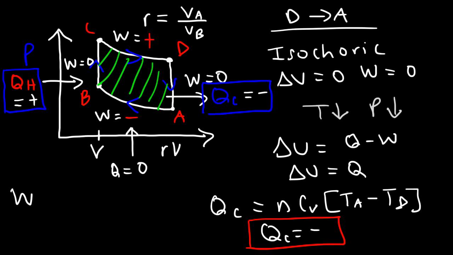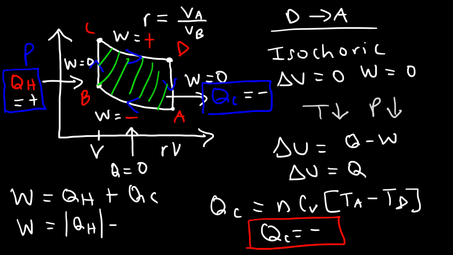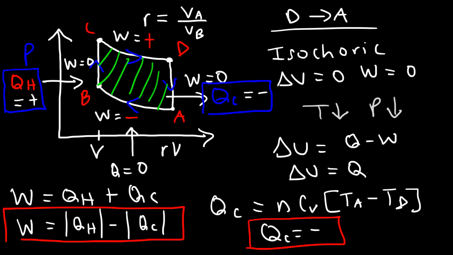You could also calculate the work using this formula. It's QH plus QC, where QC is a negative value. Now if you want to use positive values, then it's the absolute value of QH minus the absolute value of QC. So that's how you can calculate the work performed in one cycle of this internal combustion engine.